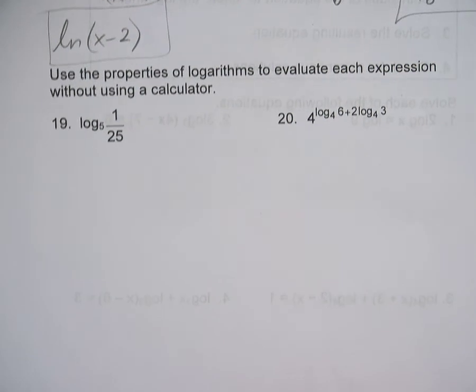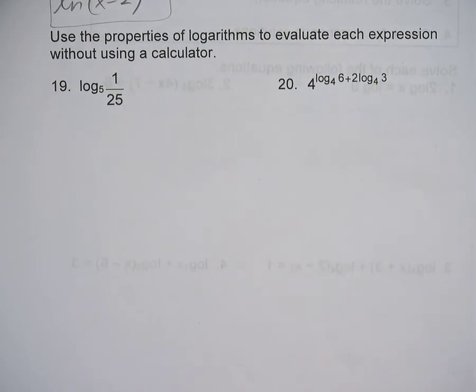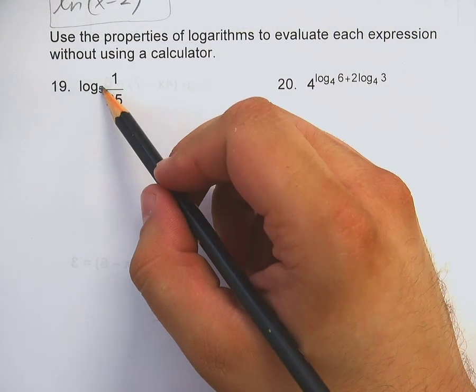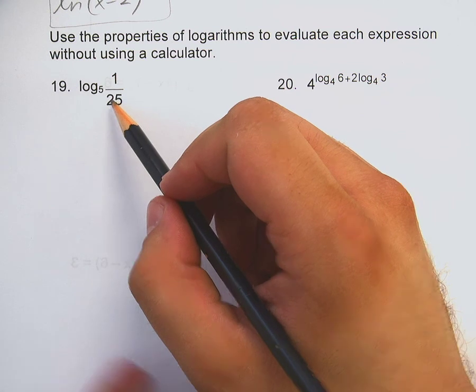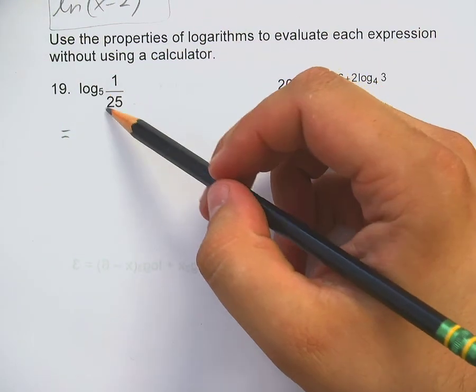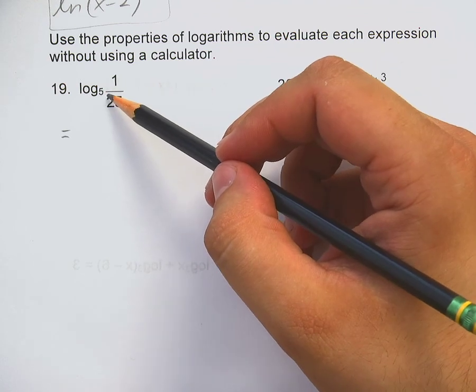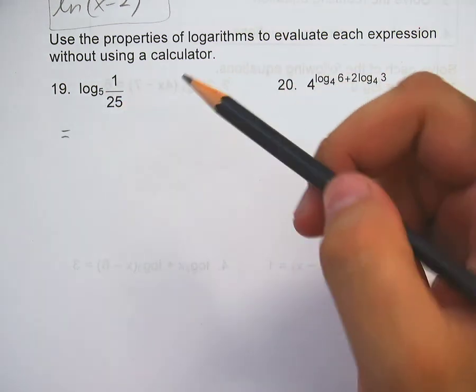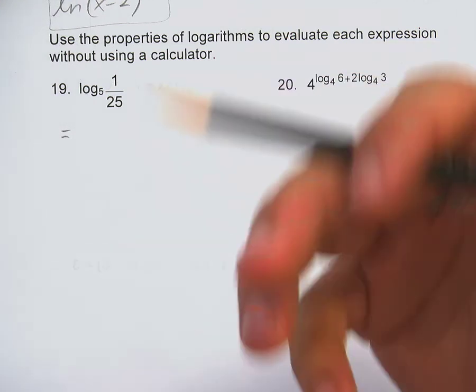All right, last couple. Use the properties of logarithms to evaluate each expression without using a calculator. So sans calculator here. Log base 5 of 1 over 25. All right, so this is just another way to do this. You know this is looking for 5 to what power gives you 1 over 25. So you know the answer should be -2. But here's an easier way to do that.